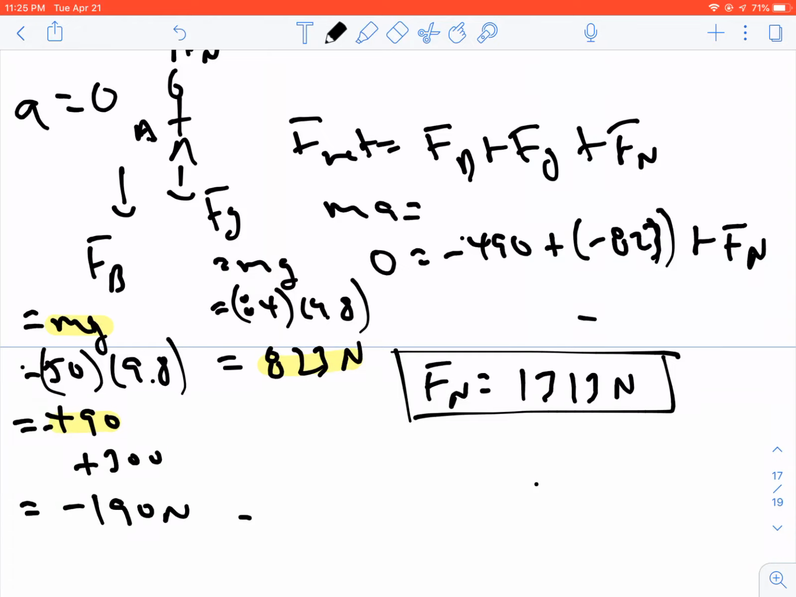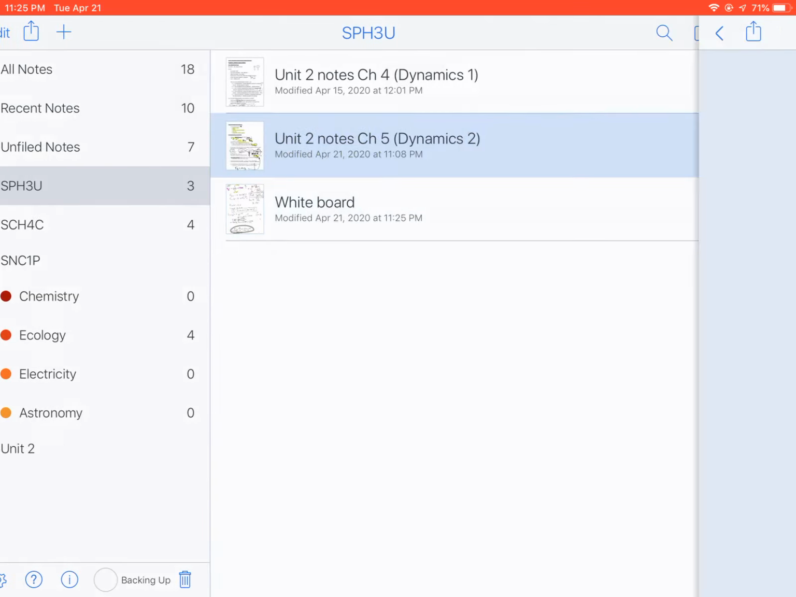So now I can take this number here and turn it into 190 newtons, and this becomes 1,013 newtons for part B. It just says what happens to the normal if you give the guy on top a balloon. Okay, so those are all normal forces, and normal forces are a huge part of what we're going to talk about today, which is friction.